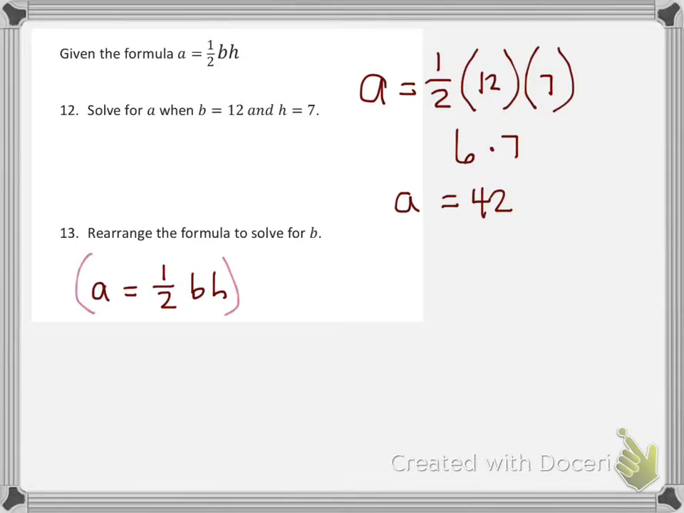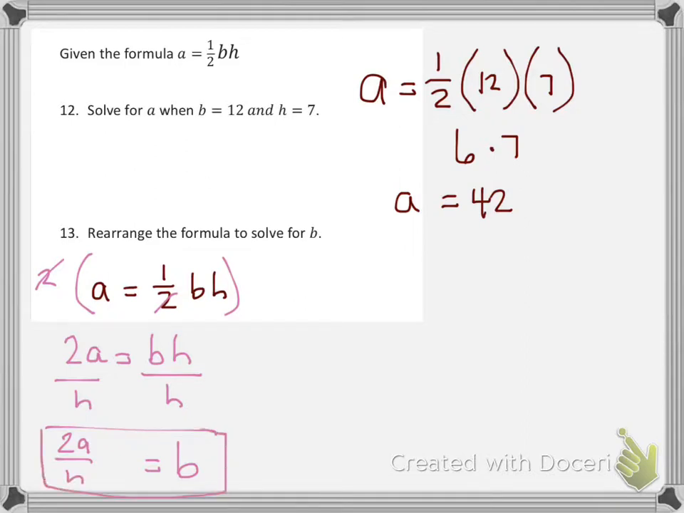Let's multiply through by 2. So this would be 2A equals just b times h, because the 2's would cancel, right? 1 times b times h is just b times h. And now I can just divide by h. And that gives me b equals 2A divided by h. And that is the formula when b is isolated.